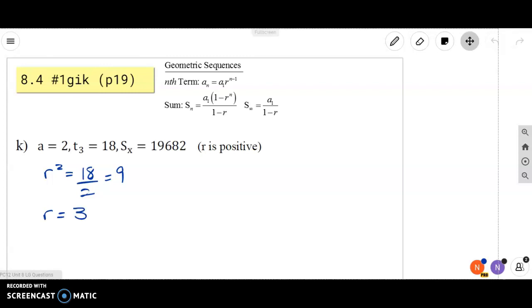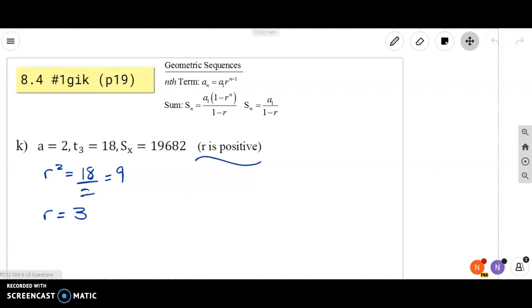Now, because my first term and my third term are exactly 2 steps apart, I could have had a positive or negative r value. If we multiplied 2 times negative 3, we would get negative 6. Times negative 3, we would get 18. That works as well. But luckily, the original problem tells us that r is positive, so we know which r value to go with.